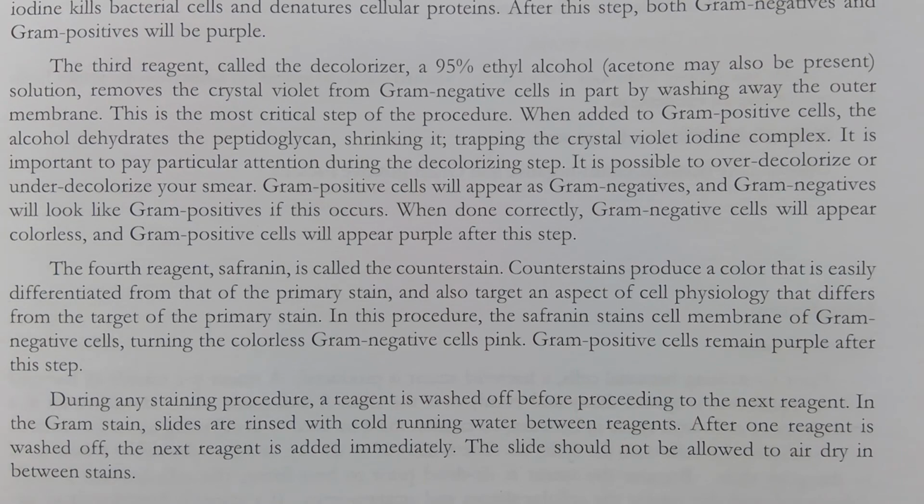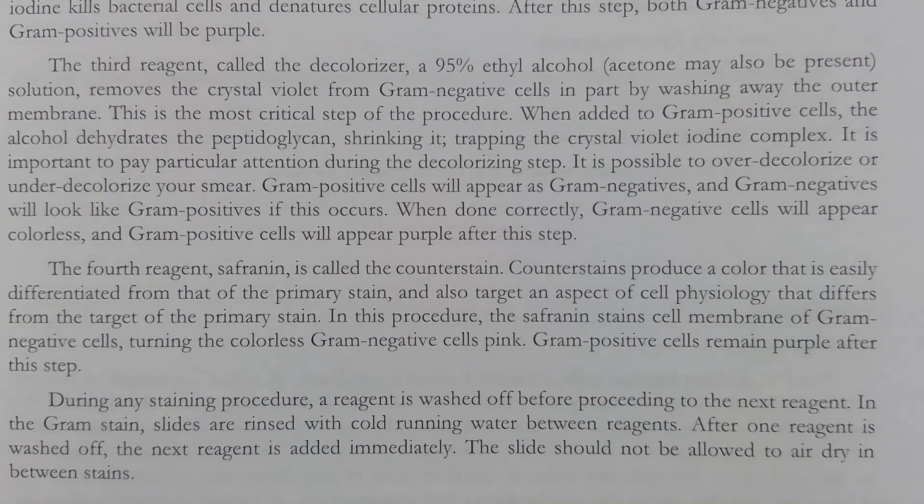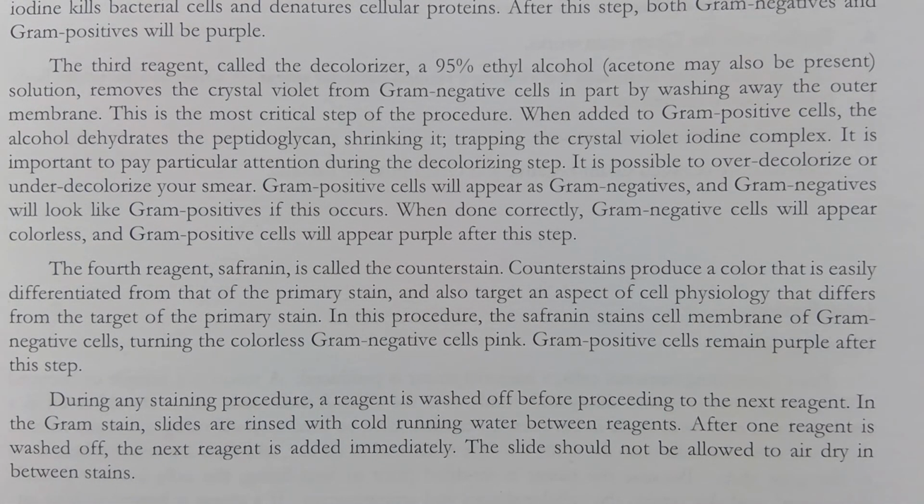The fourth reagent is safranin, which looks like this. Which is called the counterstain. Counterstains produce a color that is easily differentiated from that of the primary stain, and also target an aspect of cell physiology that differs from the target of the primary stain. In this procedure, the safranin stains the cell membrane of gram-negative cells, turning the colorless gram-negative cells pink, and gram-positive cells will remain purple after this step.